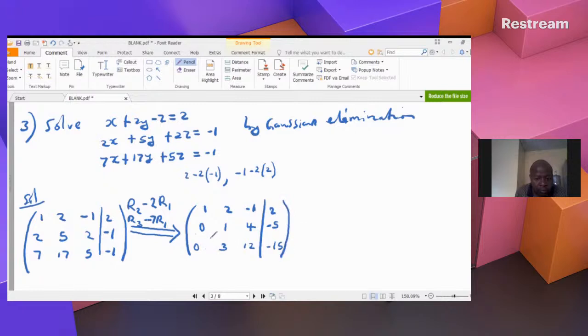That's okay. Now, what we want is a 1 in this position, and luckily we already have it. Otherwise, we would have created a 1 in this position. And once you have this 1 in this position, we use it to create zeros below it. So we just need the new row 3. So we take the old row 3 minus 3 multiplied by row 2.